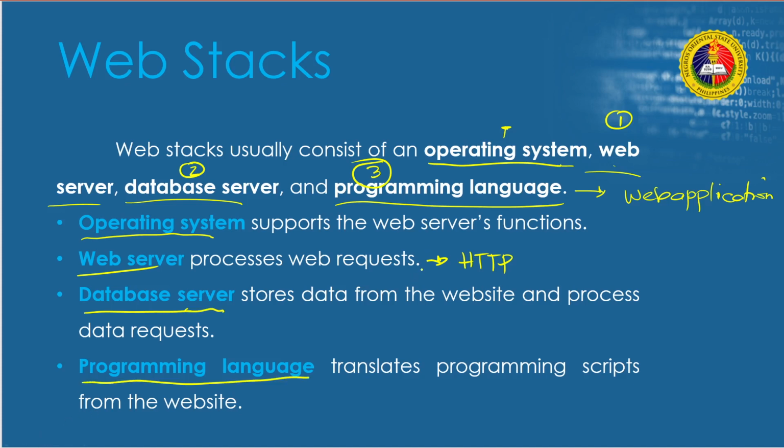And then lastly, we have the programming language. Again, for our website to work, it needs to be written in a programming language. Examples are PHP, Python, Java, etc. Just to give you an idea, this course will be using PHP in the future. Basically, it translates programming scripts from the website. For PHP to work, since computers can only run HTML, CSS, and JavaScript, you need to install the PHP application on your computer, in this case on your web stack.